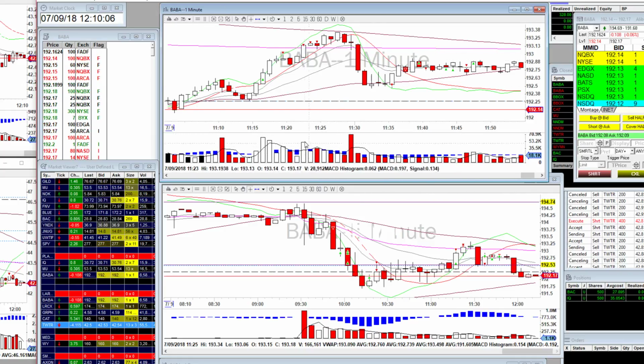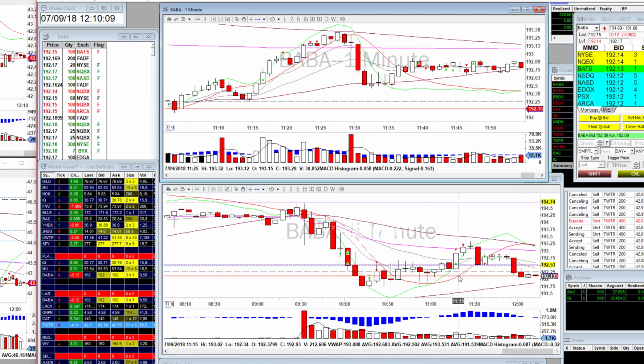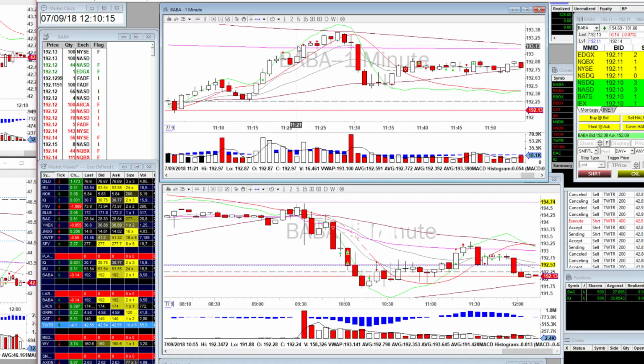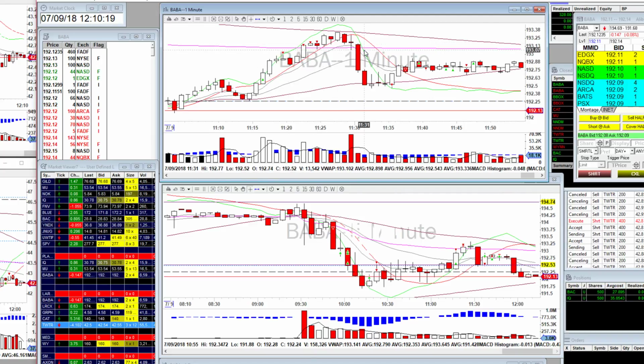So here, 5 minute, I went long. I knew it was going to test the VWAP, so I went long, and then when it broke above the VWAP, I closed. So good money overall there.